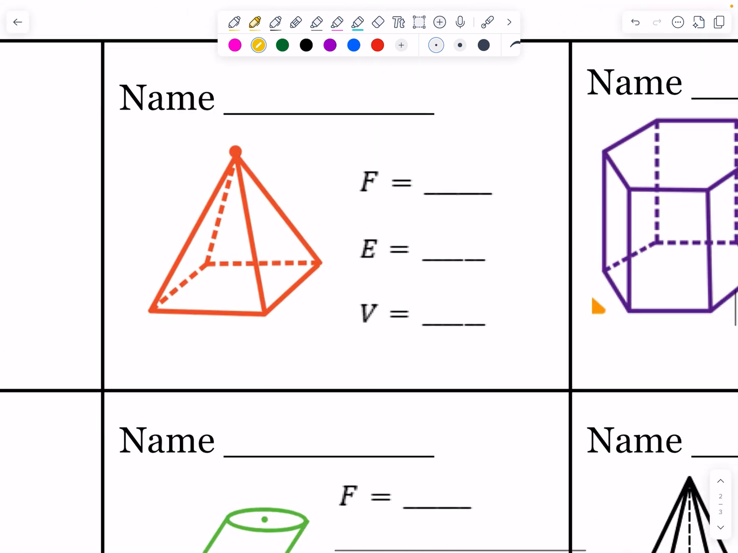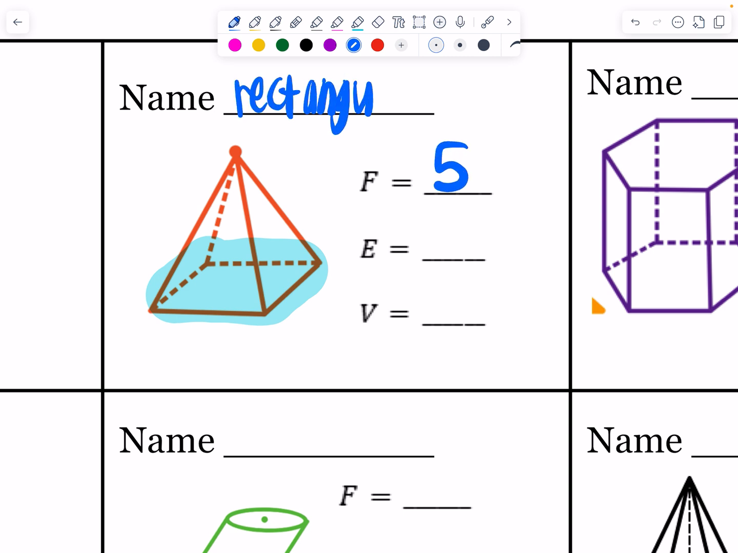All right, what about this one? This one has 1 base. It is going to be rectangular, possibly a square, but I'm going to have that 1 base plus 4 walls makes 5 total faces. So I'm going to call that a rectangular. It comes to a point, so we're going to call that a pyramid. Rectangular pyramid, because it comes to this point.